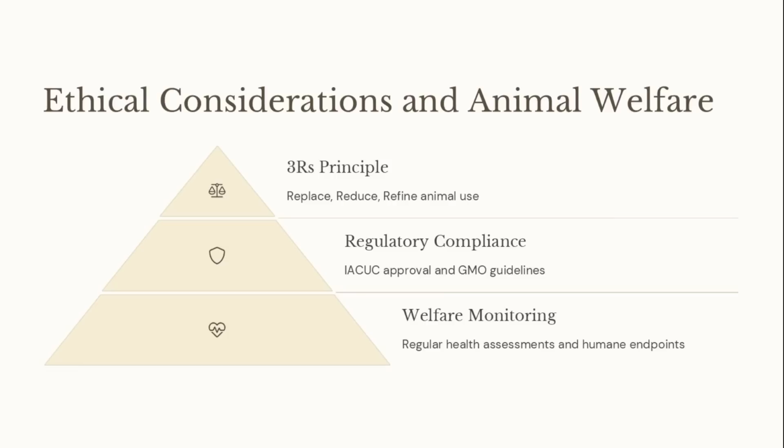Ethical considerations and animal welfare are paramount in research. The 3Rs principle, replace, reduce, refine, guides animal use. Regulatory compliance involves IACUC approval and adherence to GMO guidelines. Welfare monitoring includes regular health assessments and humane endpoints to ensure ethical treatment of animals.